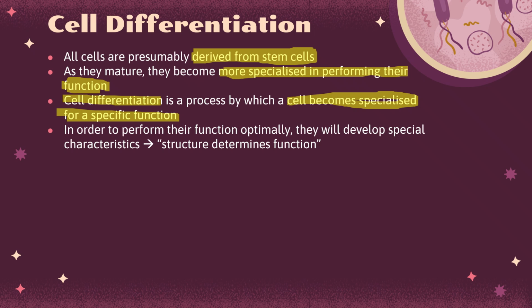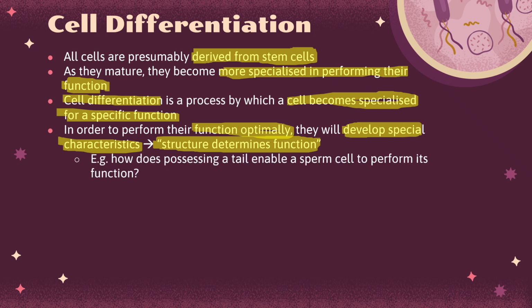In order to perform their function optimally, in order to perform the function so well, they will start to undergo changes and they will develop special characteristics. So in the end, the cells in our body all look different and they all perform in a different way. This is known as structure determining function. This is also a very broad biology concept. You can Google it and you can probably read more from it. But let me give you an example.